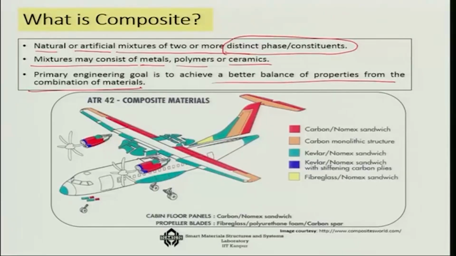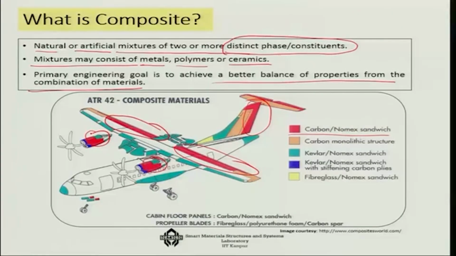Here is an example. This is an aircraft, and you look at how many different places on the aircraft composites are used today. As you can see, the red part, carbon nomex sandwich, is used here in the radar part, and also in the back side of the wings. They are also used in the engine portions. So there are many portions where the carbon nomex sandwich is used.